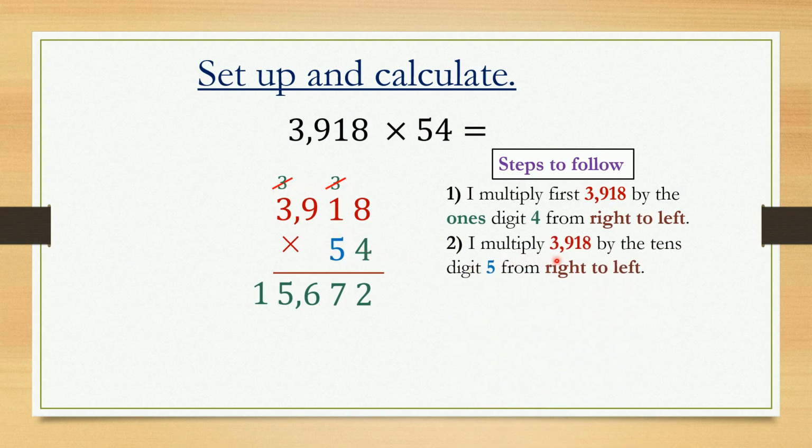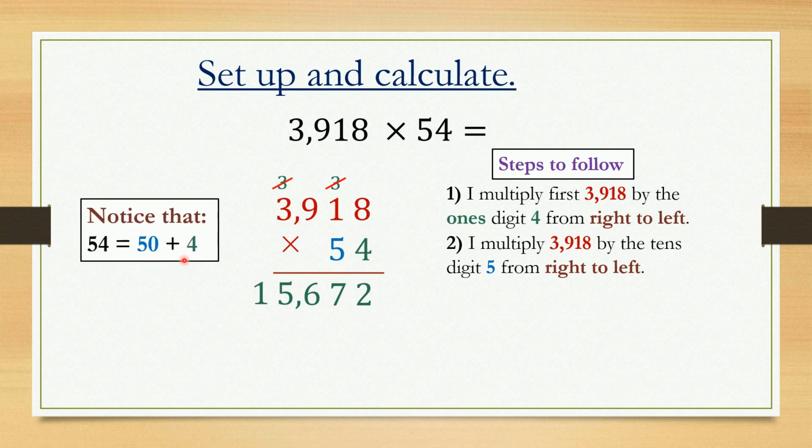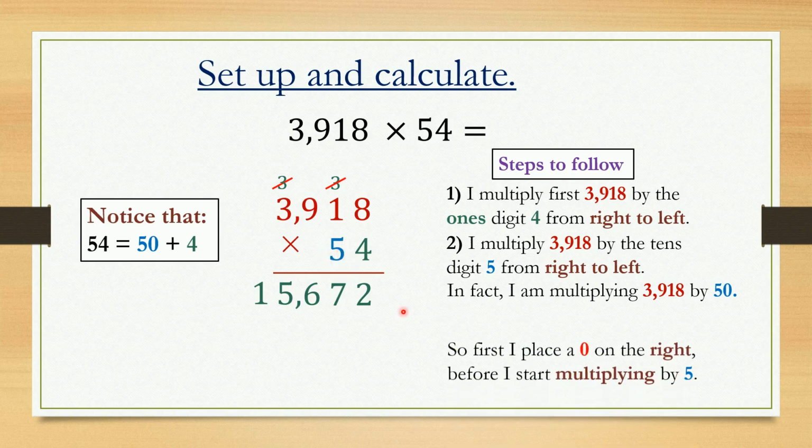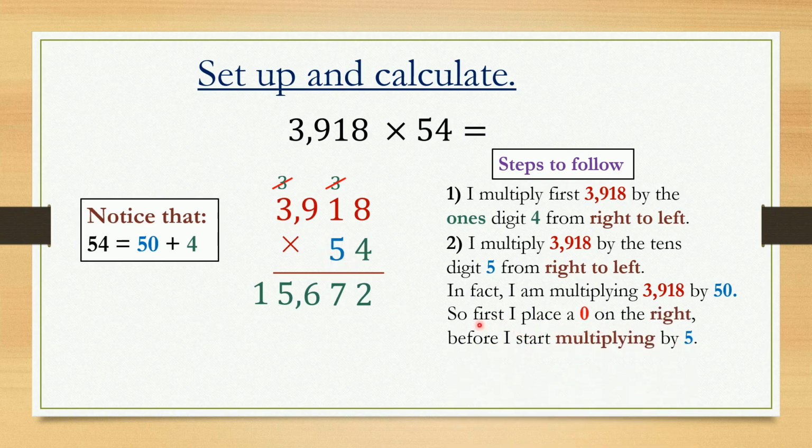Now step 2, I multiply 3,918 by the tens digit 5 from right to left. I notice that 54 equals 50 plus 4. So in fact, I am multiplying 3,918 by 50. I'm not just multiplying by 5. So first I place a 0 on the right before I start multiplying by 5. So same steps. I write the 0 and I imagine it as a sun. I put the rays, then I start my multiplication.